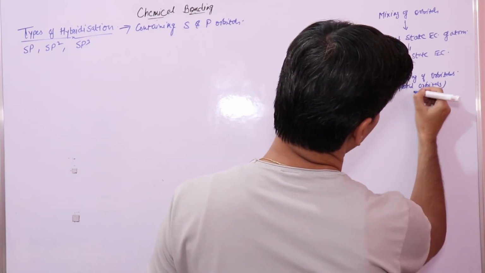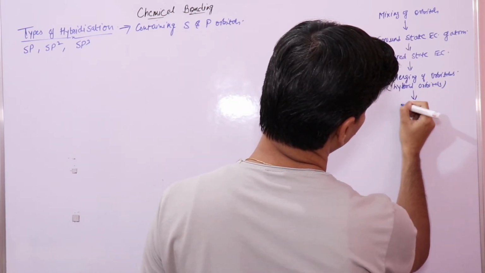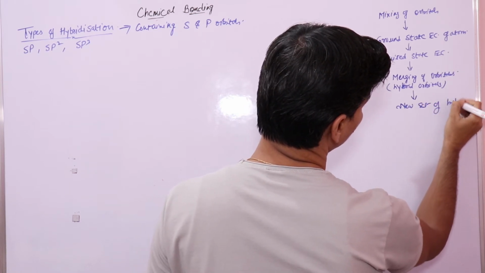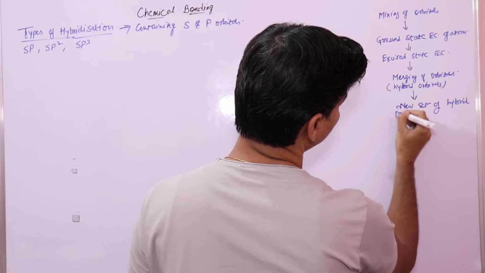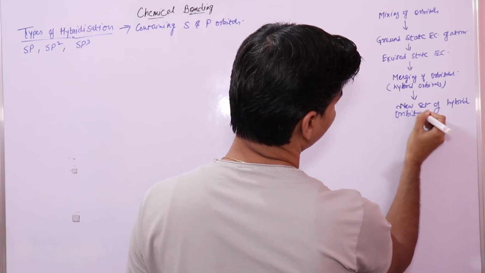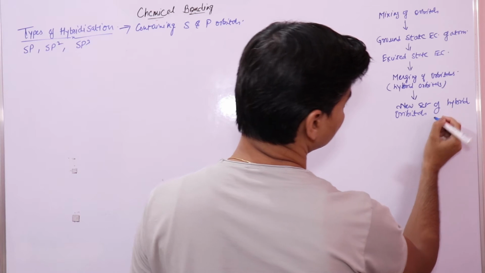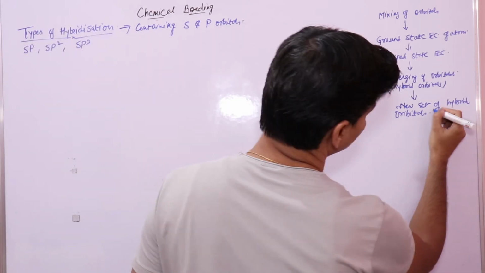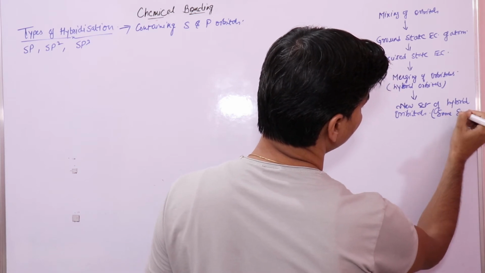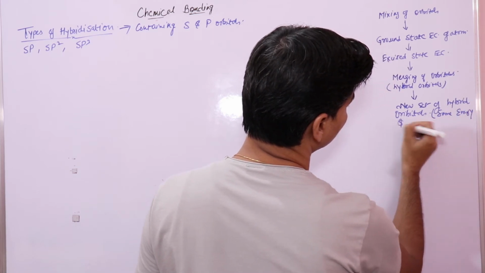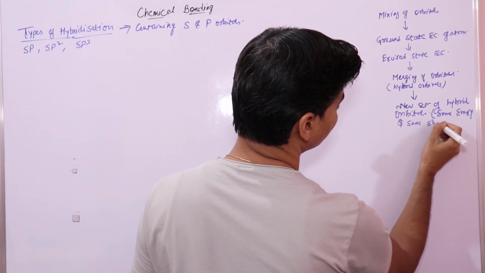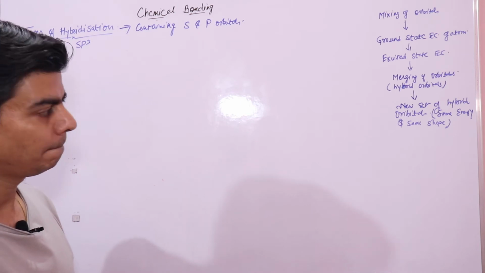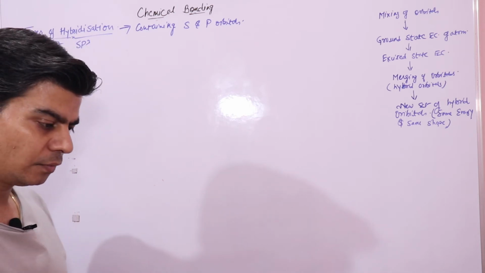So merging of orbitals will give you a new set of hybrid orbitals that have the same energy and the same shape. Let's write it over here. They would have same energy and same shape.